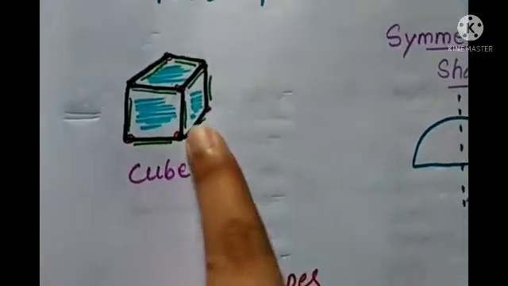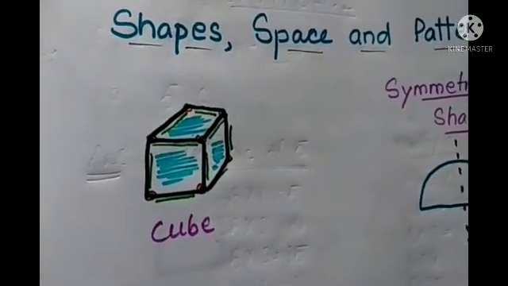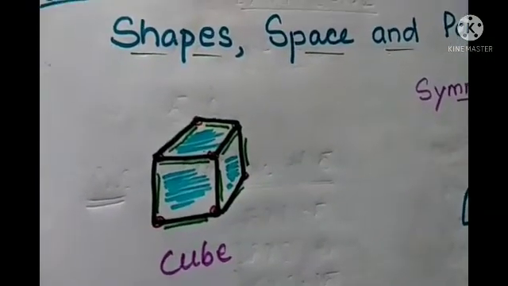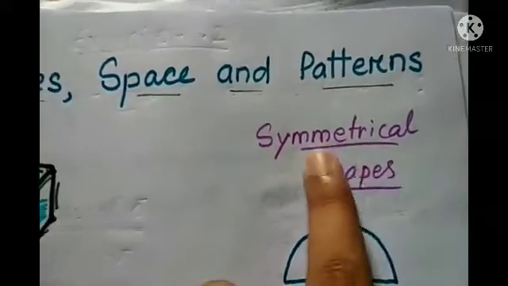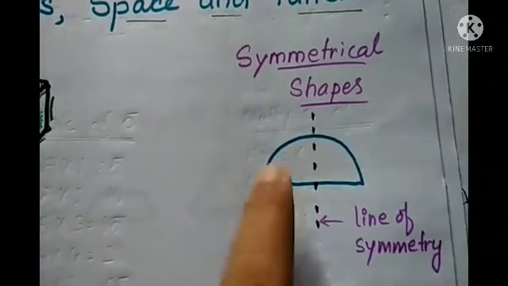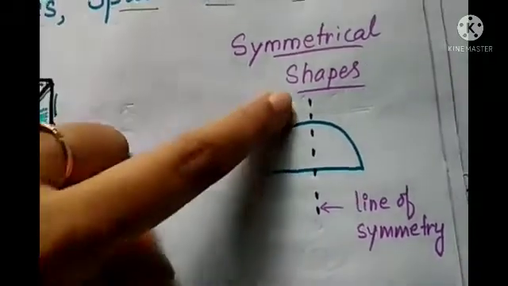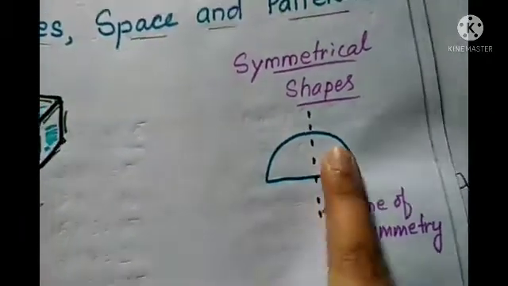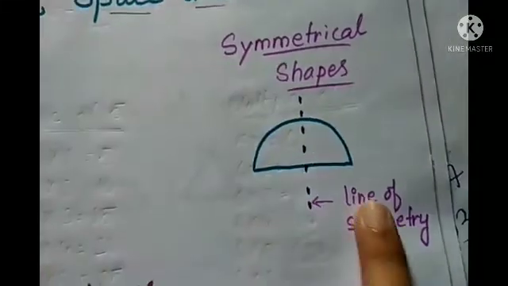So if I give you one example of a Rubik's cube, you can clearly identify the faces, edges and also the corners, right? So we have already discussed it. And I think you are familiar with this term also. This is called symmetrical shapes. Symmetrical shapes means what? The shape which we can divide into equal parts. So here you can see I have drawn one line, so this is called the line of symmetry, and this part and this part are the same, right? So this is a symmetrical figure, and this line is called the line of symmetry.